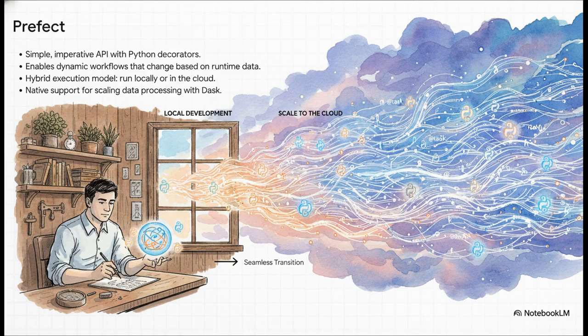And then there's Prefect, the modern challenger. It kind of came along to tackle the often messy and unpredictable world of modern data science. Instead of those rigid DAGs, you just add simple decorators to your normal Python functions. This is what lets your workflows be dynamic, changing course based on the results they're seeing in real time.